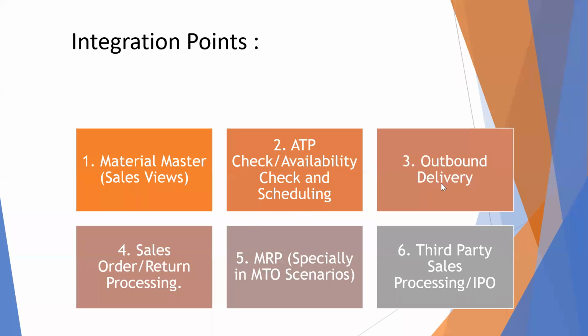So I was just telling about outbound delivery. Whenever the outbound delivery is created, we will have the shipping point. Without a shipping point, SD cannot create the delivery. So the shipping point determination is basically from the loading group, which is maintained at the material master level, and the shipping condition, as well as the storage location.